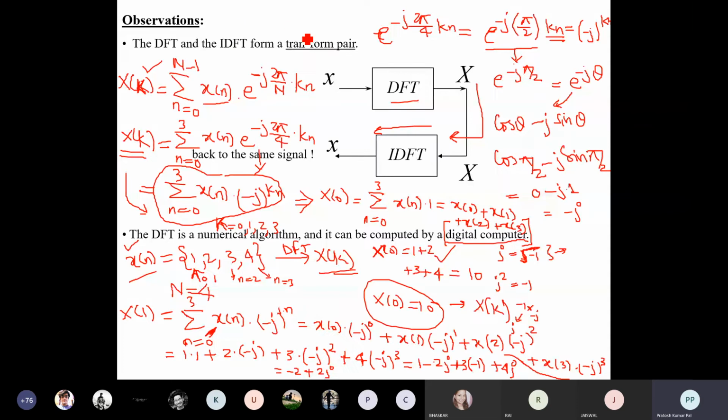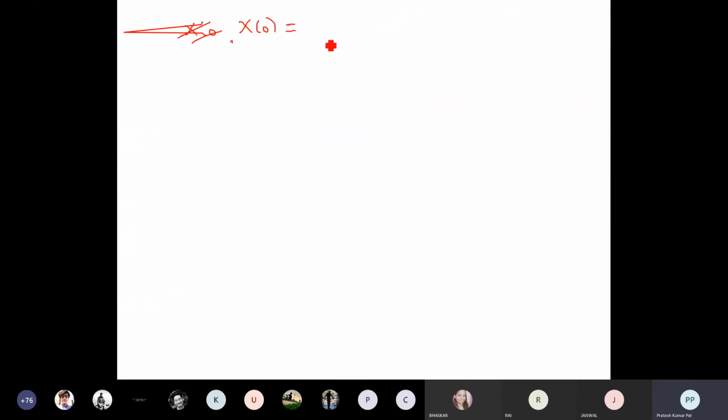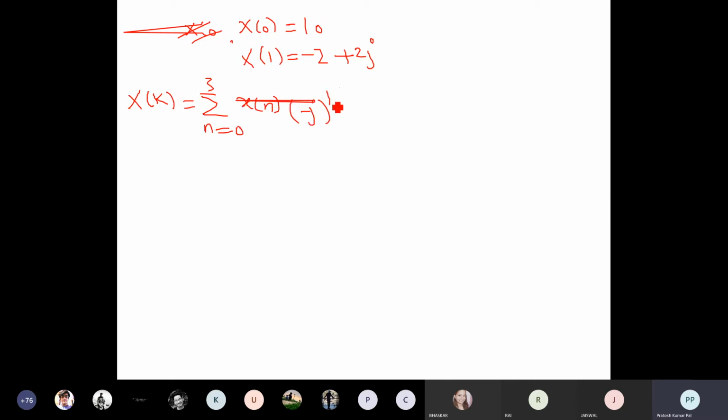So up to here you have to pay attention. Whatever we have found out so far, we have seen that capital X of 0 was 10, and capital X of 1 was minus 2 plus 2j. Similarly, the expression for X of k was the sum from n equals 0 to 3 of x of n times minus j to the power k n.